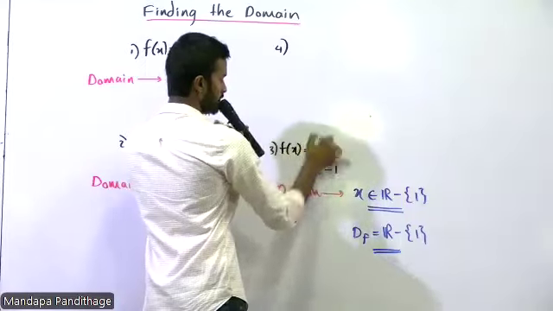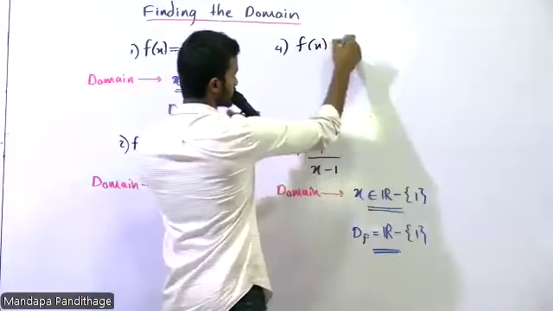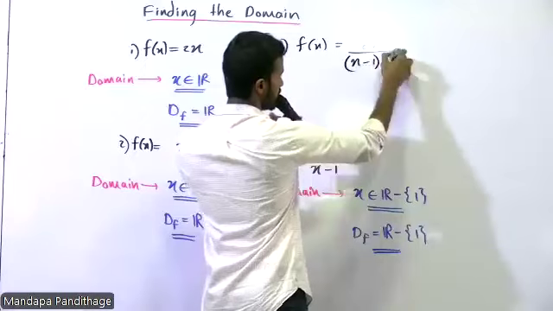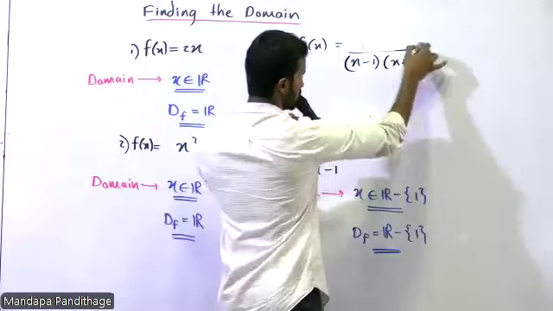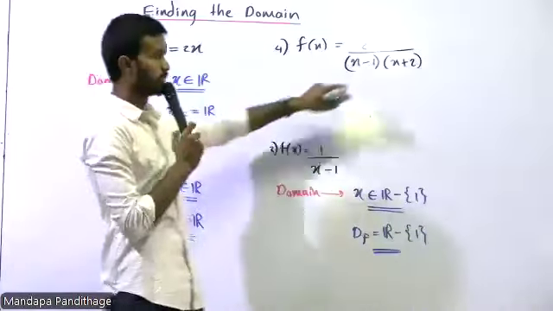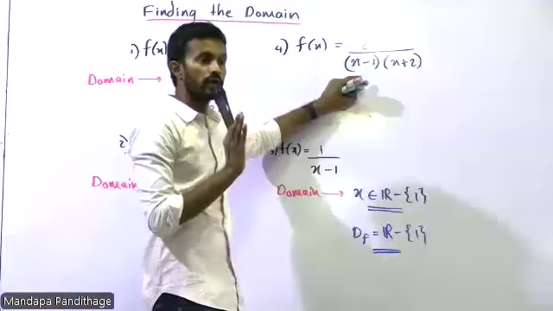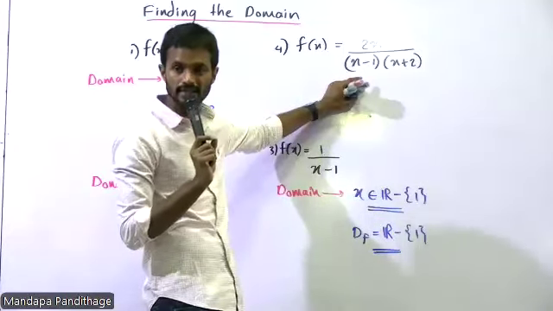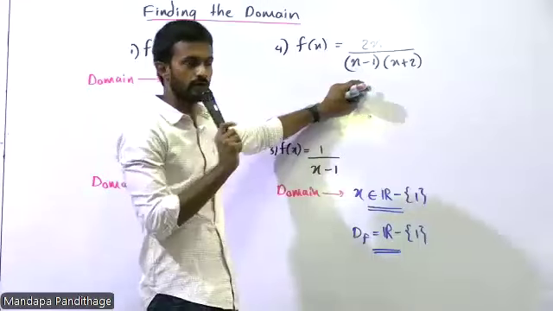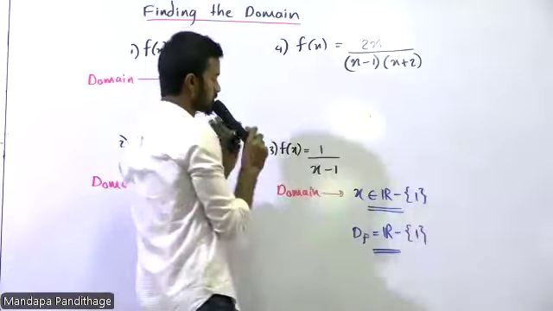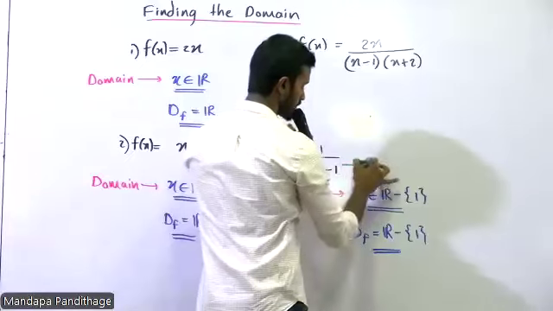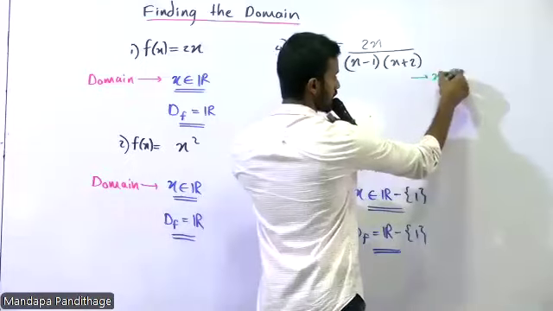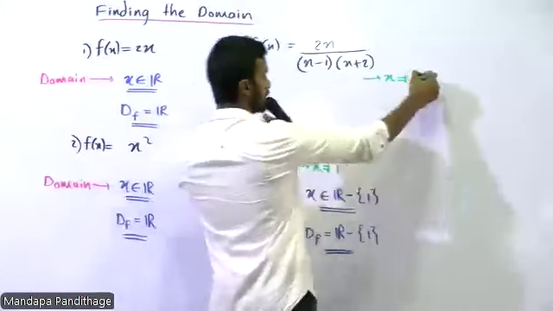Okay, now let's say you have been given the function 2x over (x minus 1)(x plus 2). Now tell me, I told you the denominator cannot be 0. Because if the denominator becomes 0, it is not defined. It's not defined in math. So here, in the earlier case, we saw that x was not equal to 1. In this case, x can't be 1 and even it can't be minus 2.